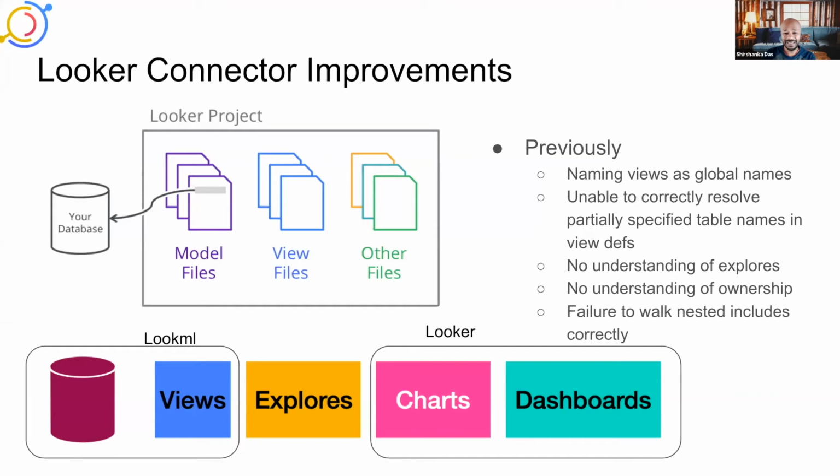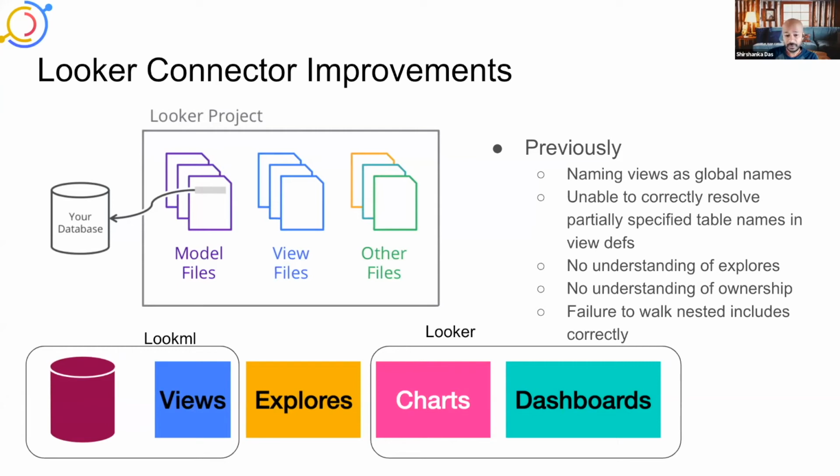Firstly, views were being named with global names, which looks great until it breaks, because you might have a view with the same name in a different project, and then very soon you've got name collisions happening on views. There were some challenges with correctly resolving partially specified table names in view definitions. When you write SQL, you can write the full definition like a.b.c, database.schema.table, or you can just say table name, and Looker kind of does defaults.